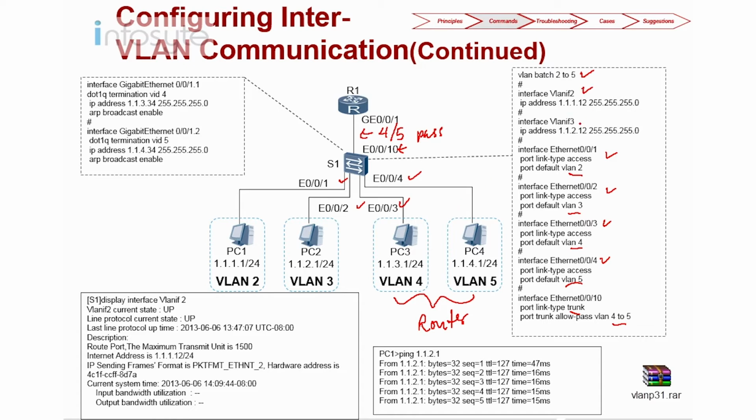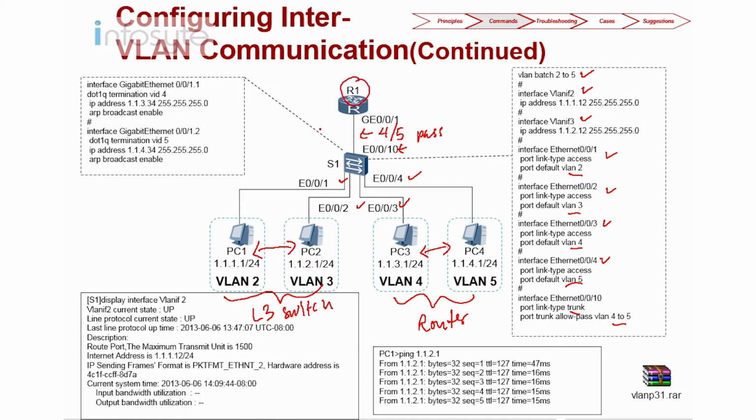And you can see that we configure the logical interface VLAN 2 and VLAN 3. So here we configure that on the layer 3 switch. So at the end of the day, PC3 and PC4 should be able to communicate, PC1 and PC2 should be able to communicate. Now as you can see from here, we concentrated just now on the config on S1.